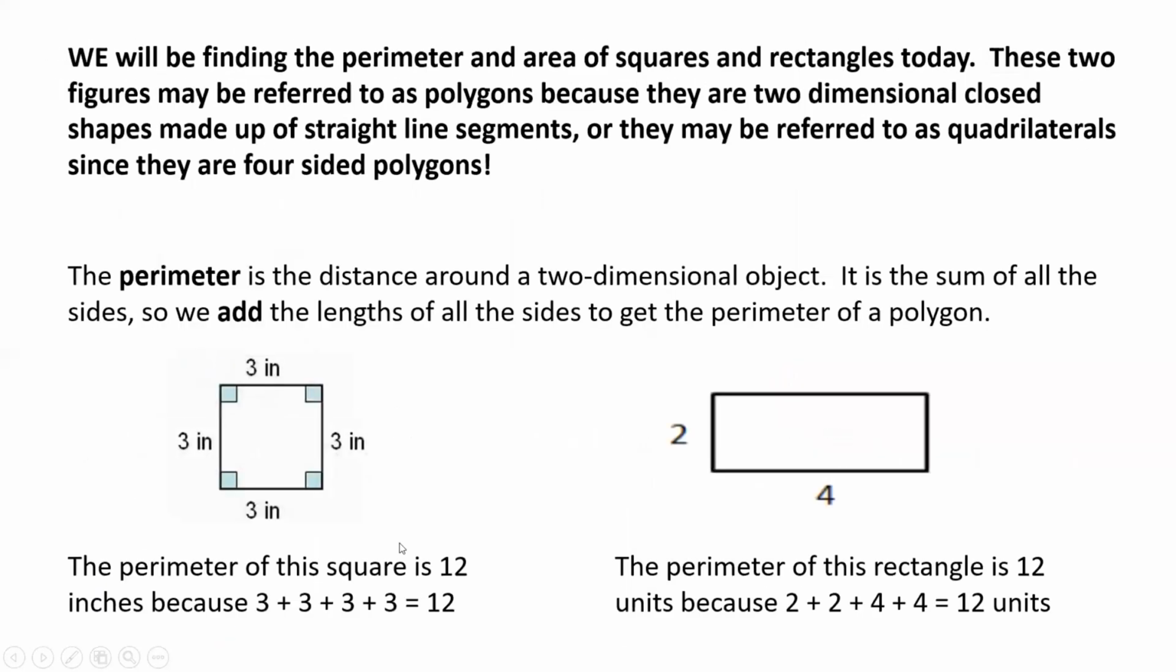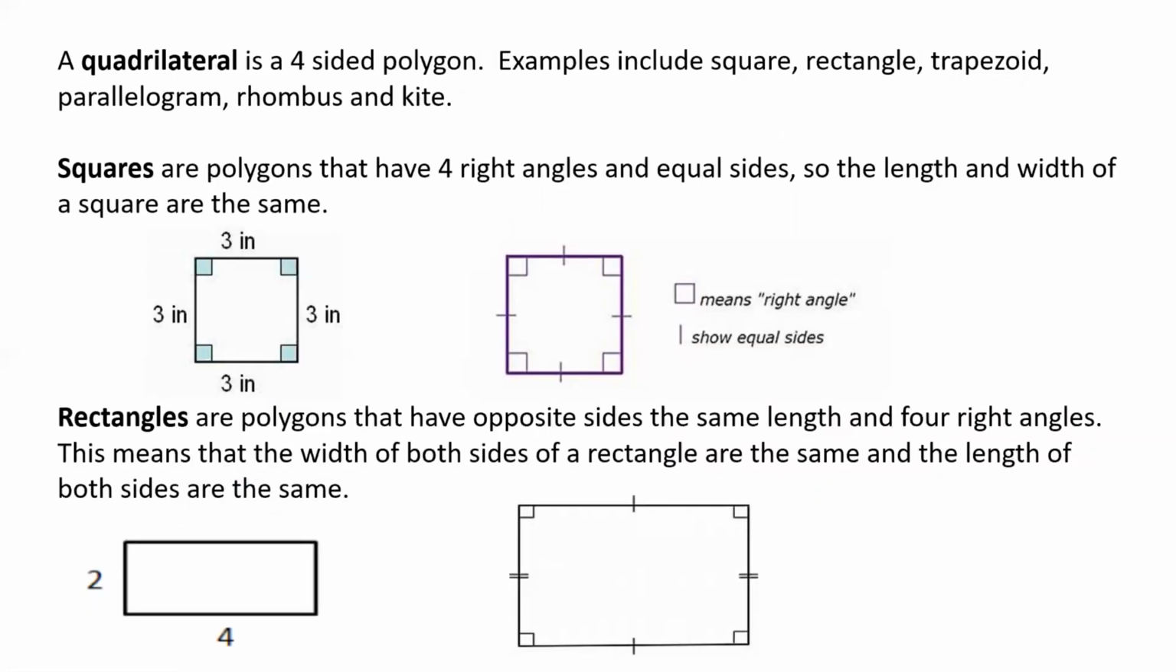Now, rectangles, whoops, I messed up. Rectangles are polygons that have opposite sides the same length. So this side and this side would be the same length. This side is opposite of this side, so those two would be the same length. And they also contain four right angles. This means that the width of both sides, in this case the 2 on this side, would be the same length on this side. So widths are the same and lengths, the 4, would be the same.